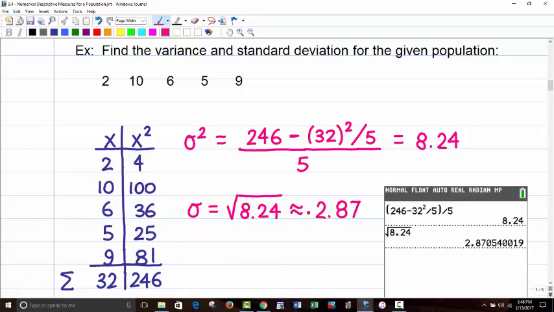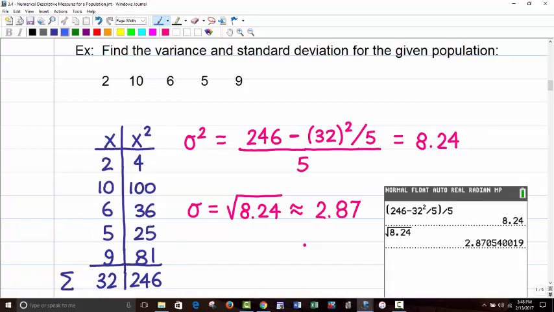And so the sum of the x squareds is this bottom number here, 246. The sum of the x's is 32, so that 32 number is squared, and that number is divided by 5 because we have 5 values. Not all that, only the 32 squared is divided by 5. Then the whole thing is divided by 5, and we get 8.24. So that would be the population variance. And the population standard deviation would just be the square root of that number, which is 2.87.